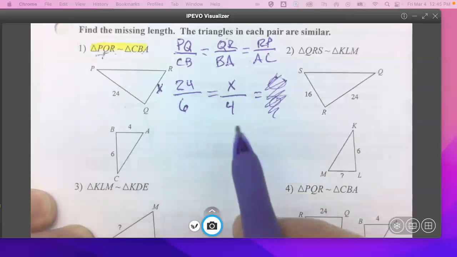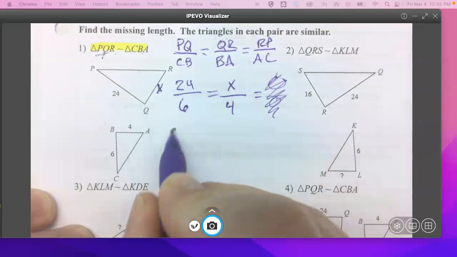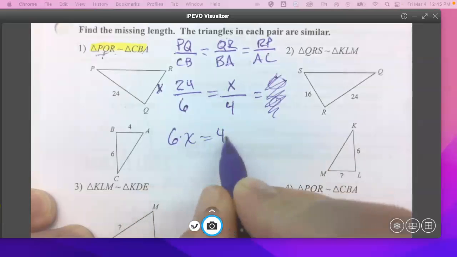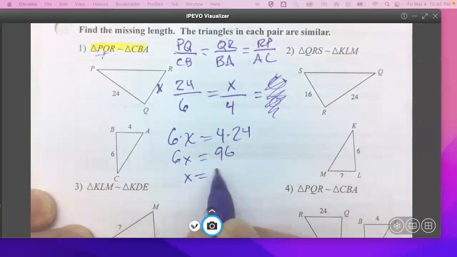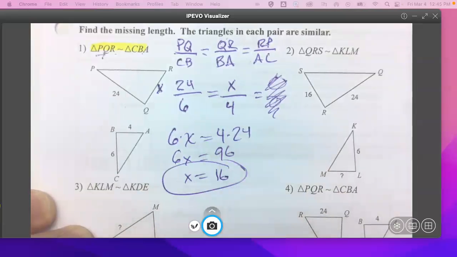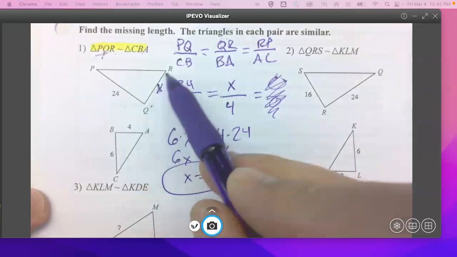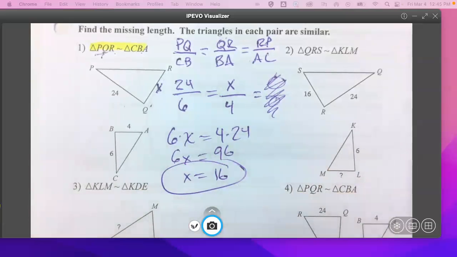I'm going to look at these and I'm going to solve it like a proportion, which means cross multiplying. 6 times x equals 4 times 24. 6x equals 96. X equals 16, and I'm done. What I've just discovered is that length RQ is 16. Any questions on that process?